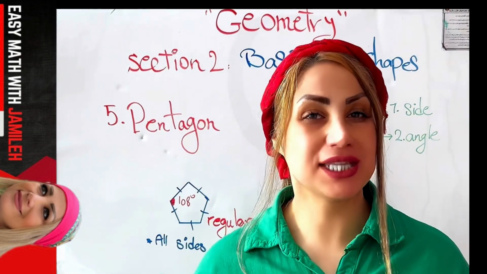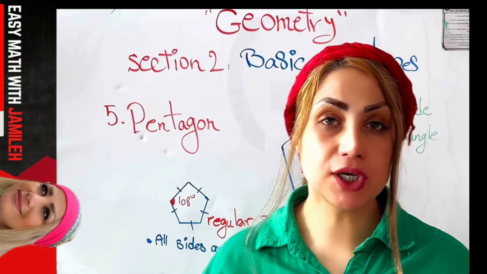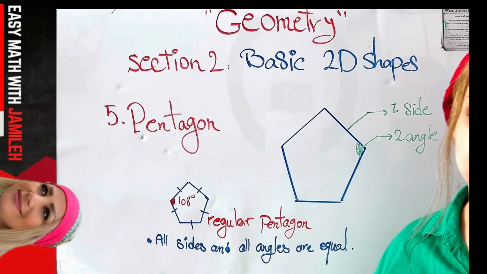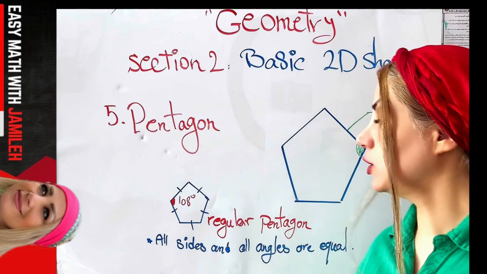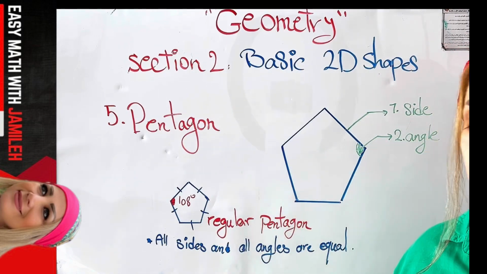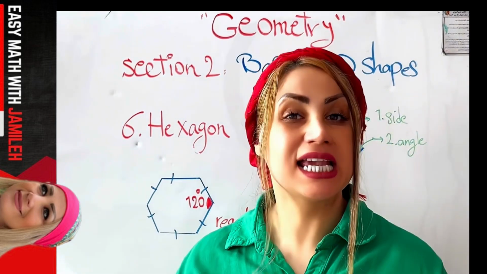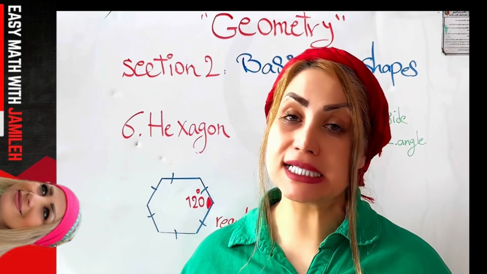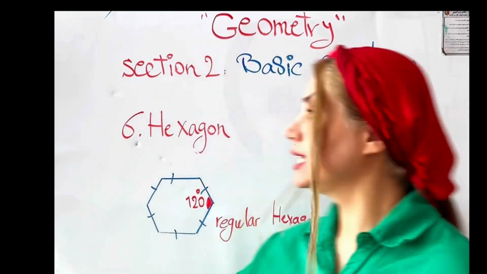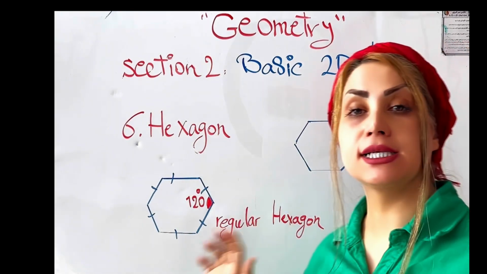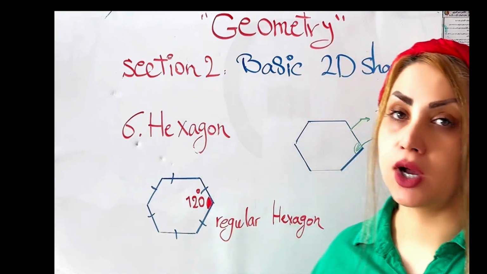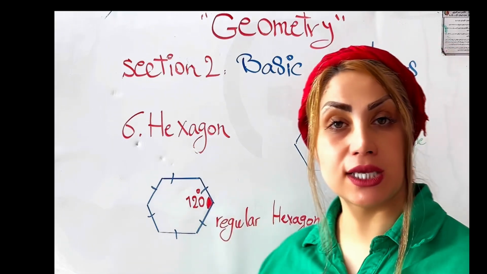Number five, pentagon. A pentagon has five sides and five angles. And in a regular pentagon, all sides and all angles are equal, and they are 108 degrees. Number six, hexagon. A hexagon has six sides and six angles. And in a regular hexagon, all sides and all angles are equal, and they are 120 degrees.